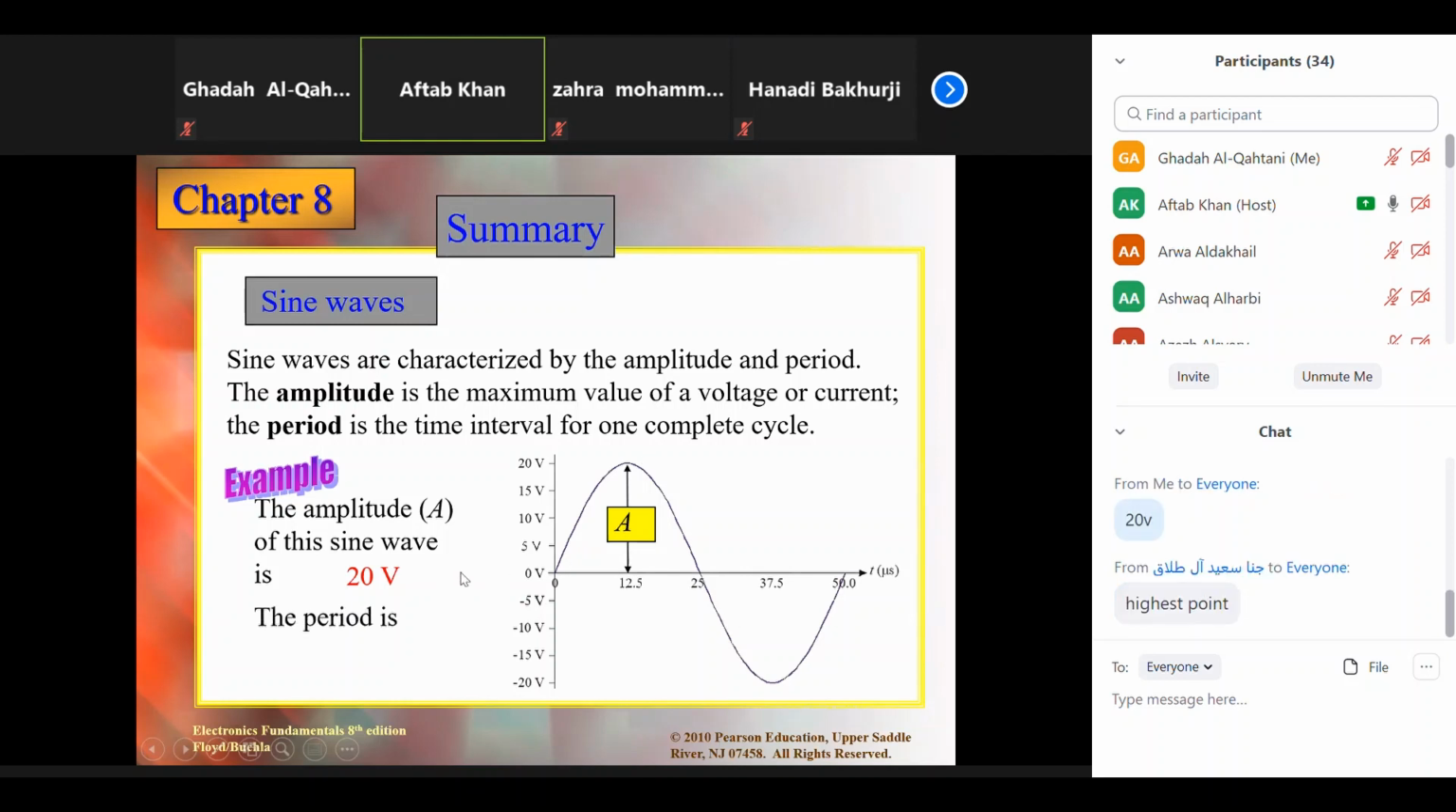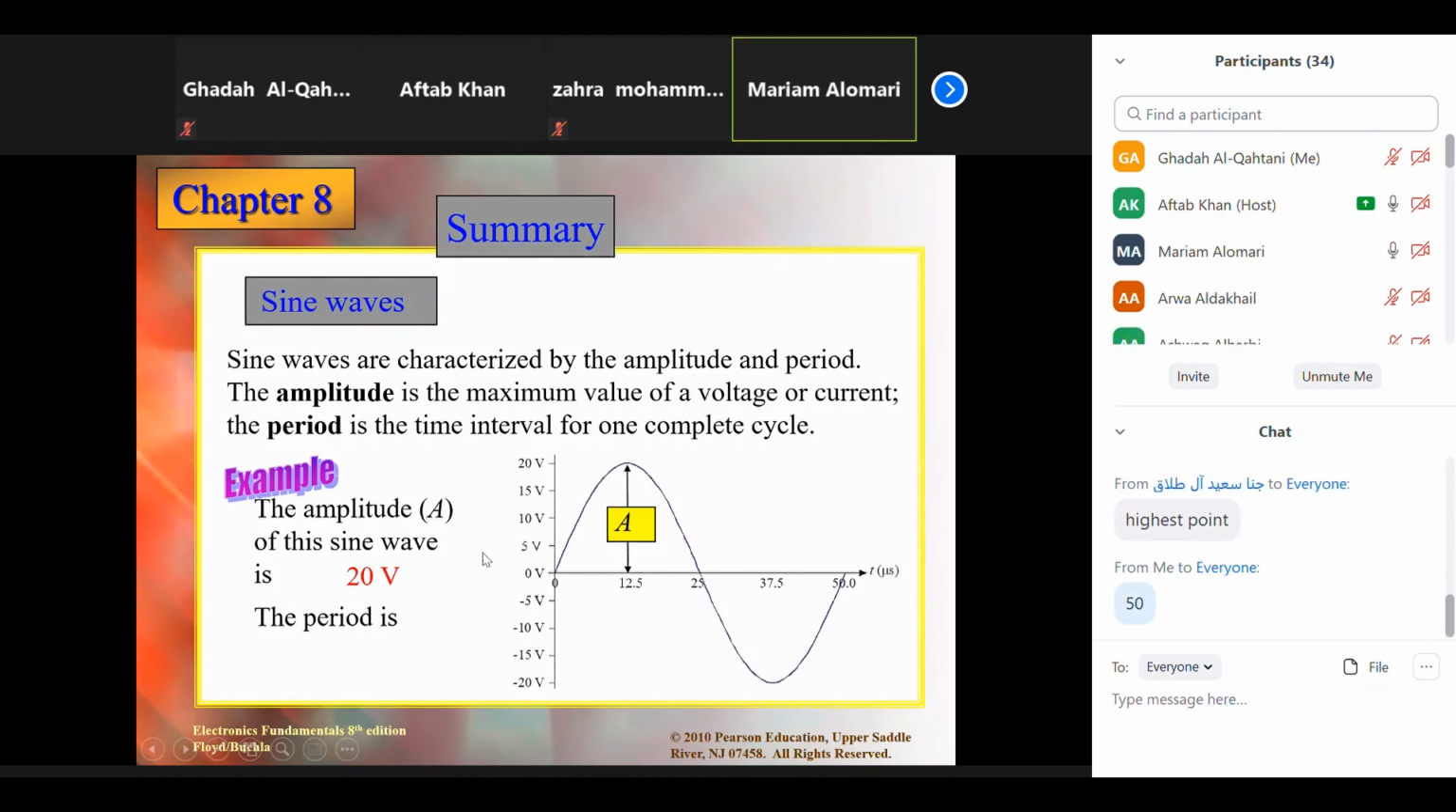Now we can see the period. The highest point is the peak, correct. Now the period is the time interval for one cycle. It is going to be 50, but 50 is just a number. Like 50 apples, 15 bananas, 15 riyals, $50, what?